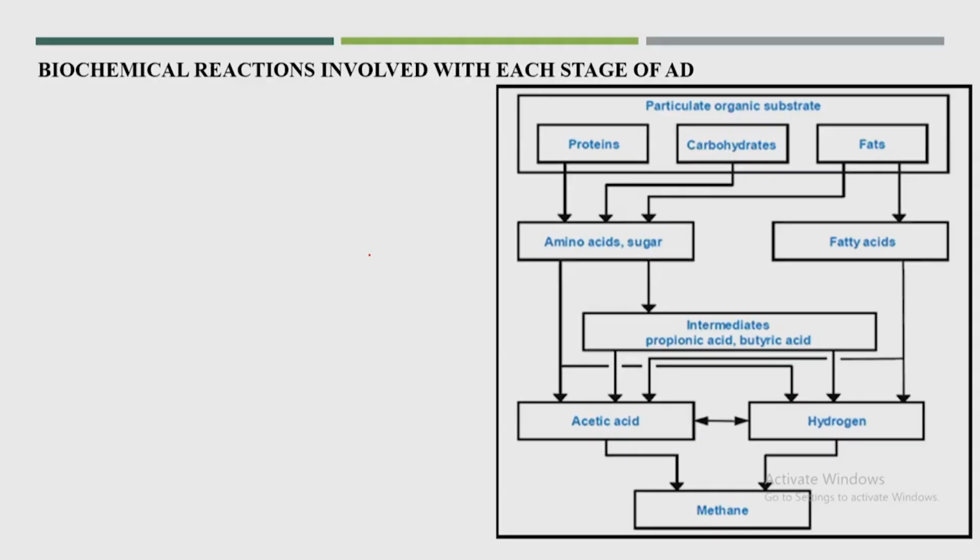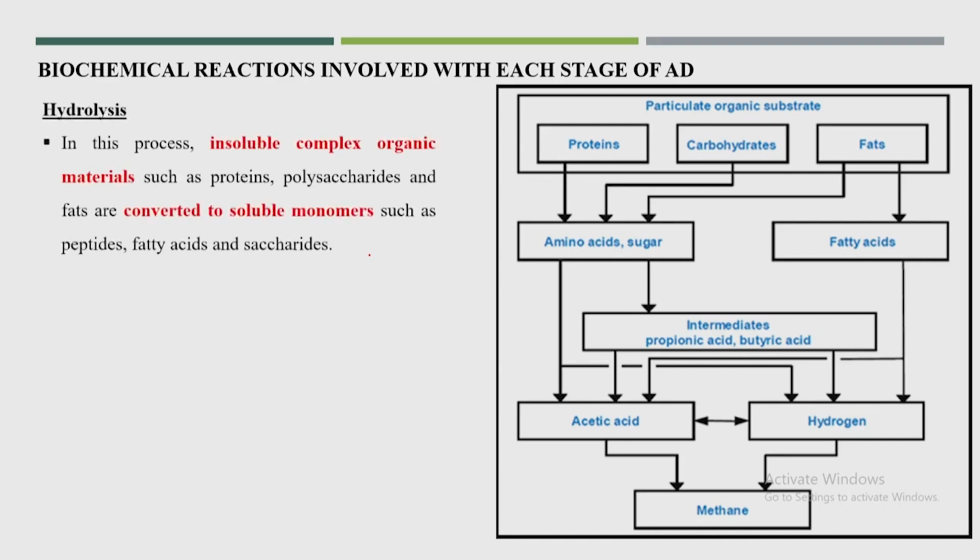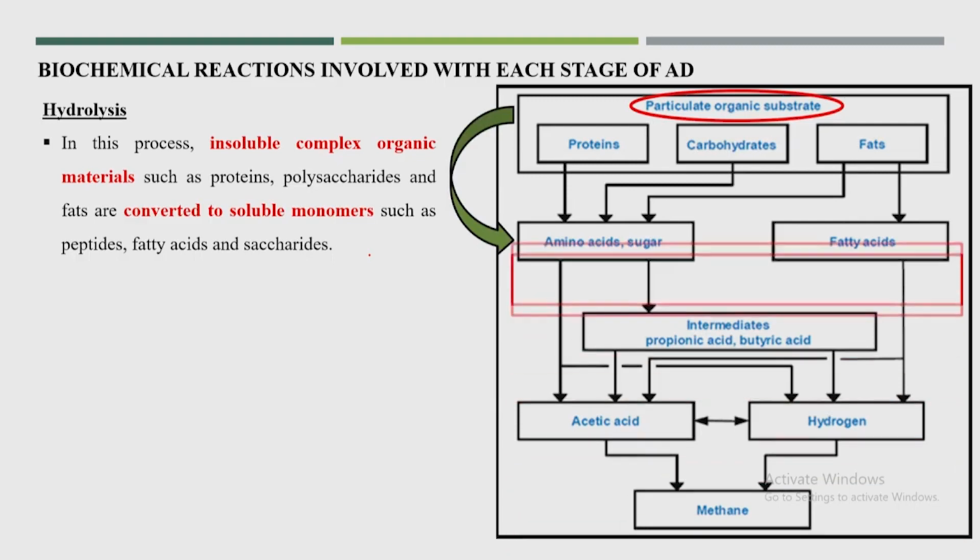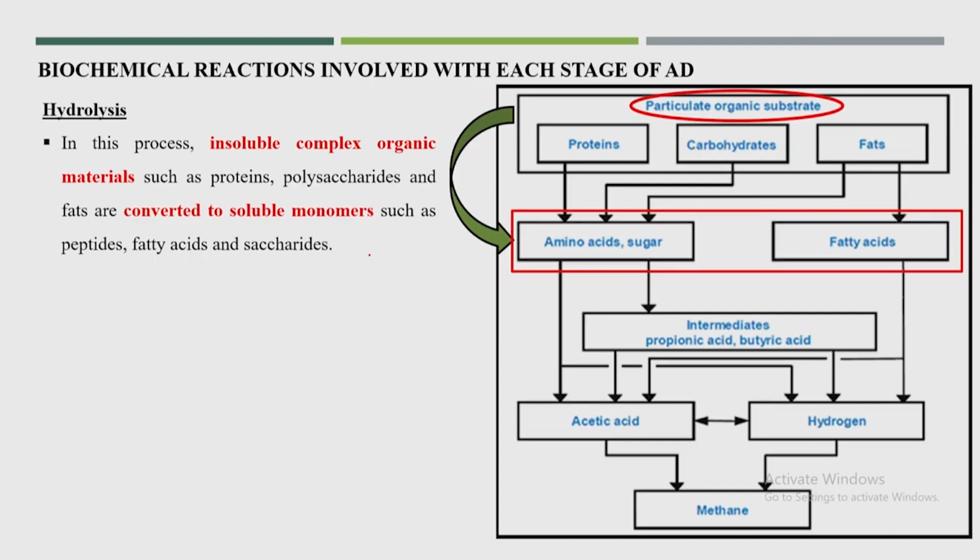So, again, the different stages of the anaerobic digestion process. The first is the hydrolysis process. In this process, the insoluble complex organic matter such as proteins, polysaccharides and fats are converted to soluble monomers such as peptides, fatty acids and saccharides. That is the first hydrolysis process, where the simpler monomers are amino acids, sugars and fatty acids.